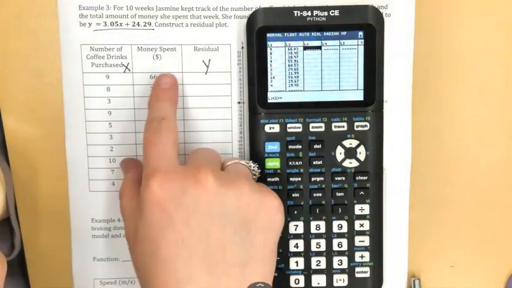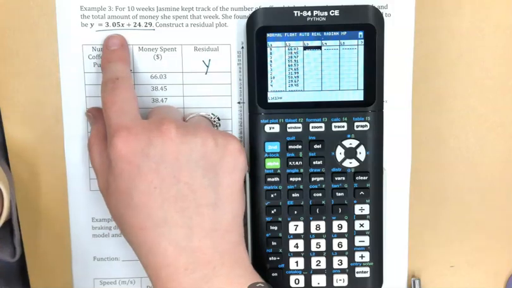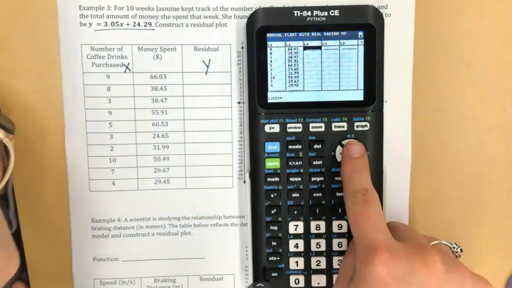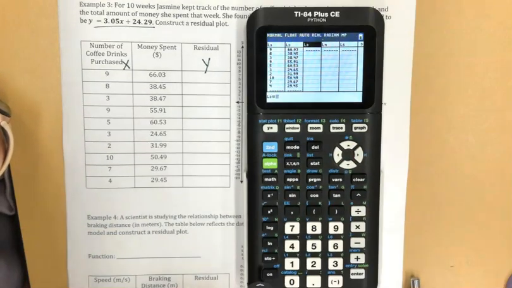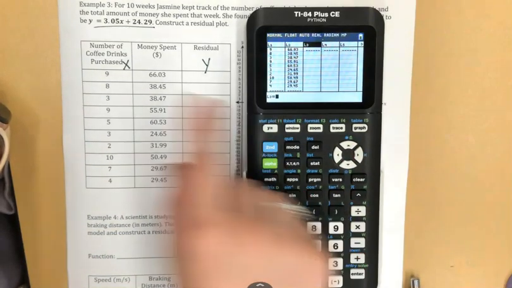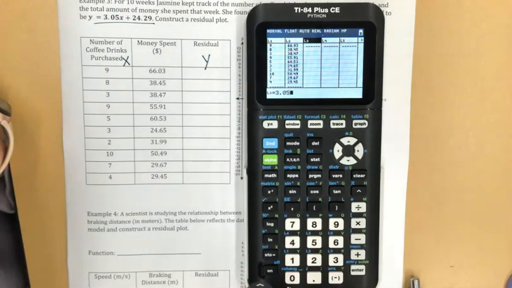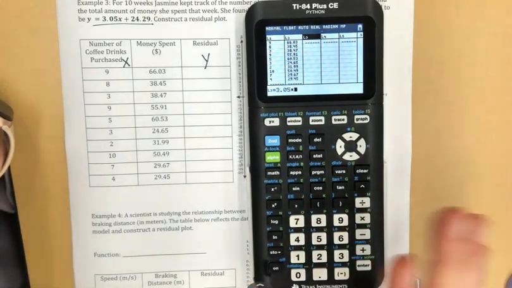Now what I want in list 3 is to put this function, and I want it to pull the x values from list 1. So what you're going to do is in list 3's column, arrow up, and hit enter. Once this starts flashing, we're going to enter that function. So that's 3.05 times, I want it to multiply the values in list 1.